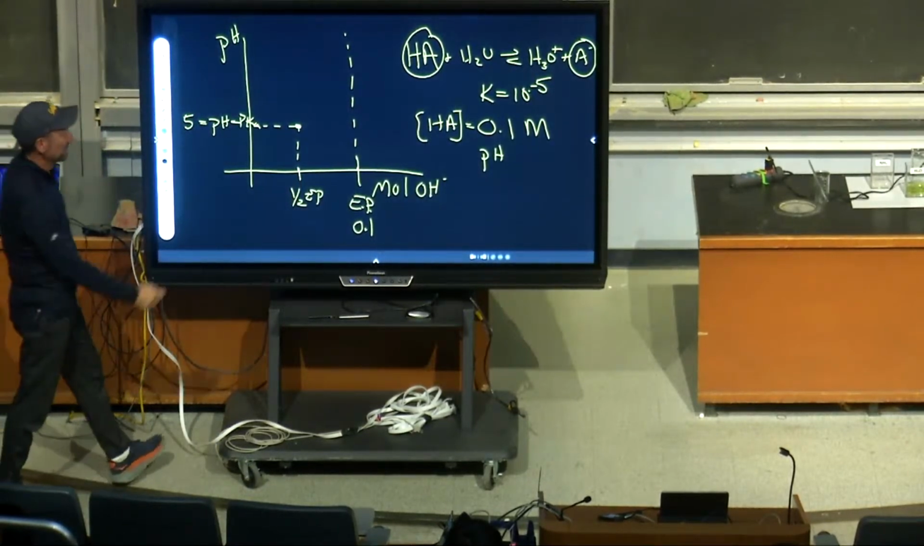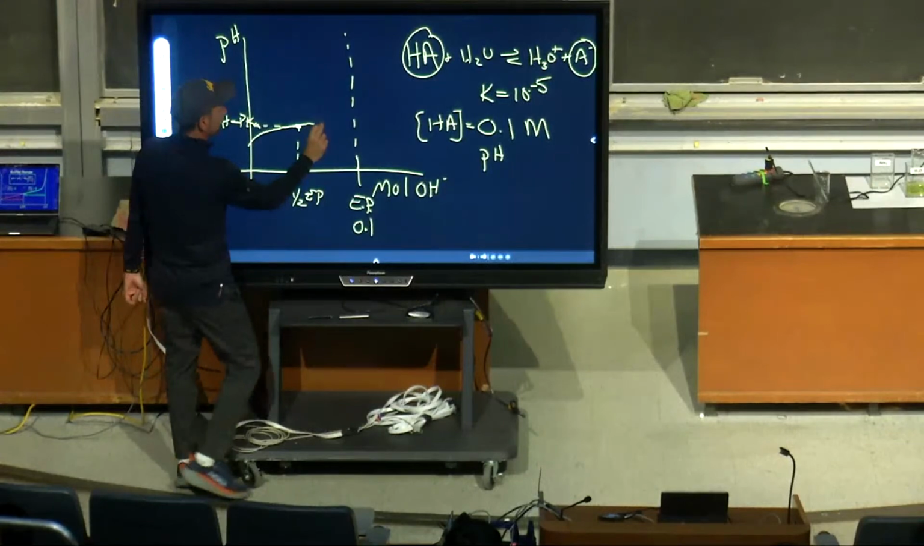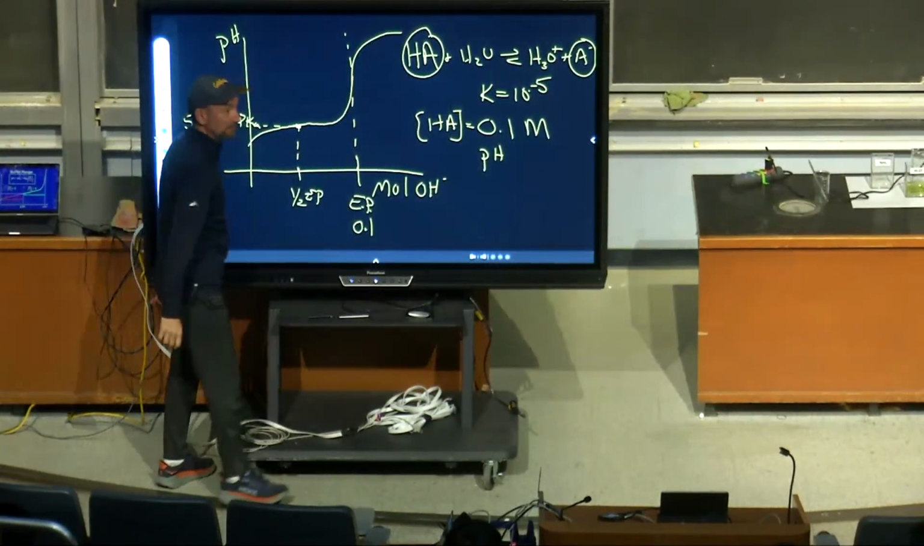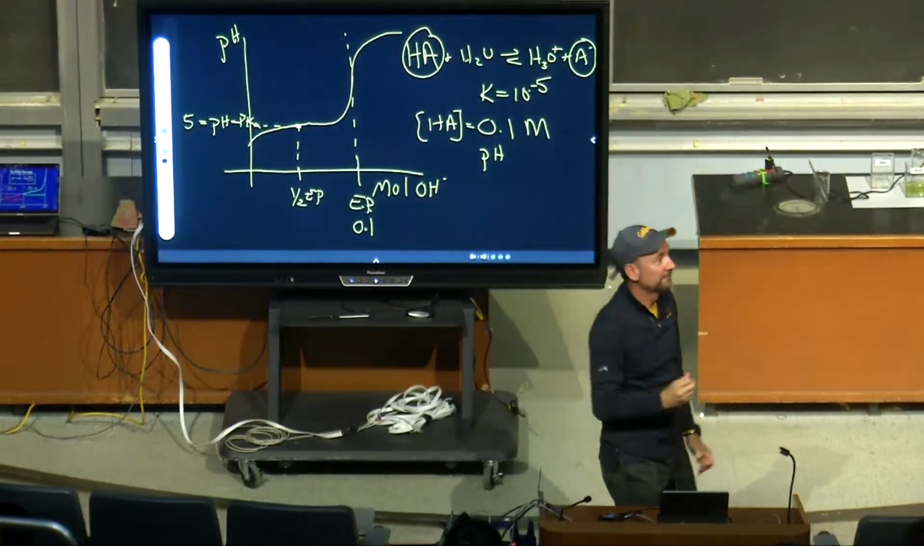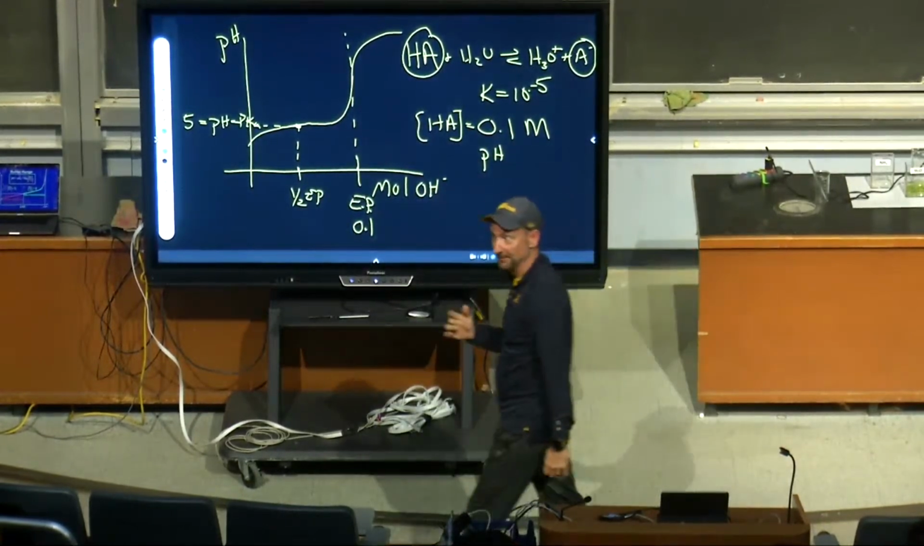That's it. The rest is easy. It starts below that, it goes through that, and then at equivalence point, it does that. But done. Okay? You should be able to do that.